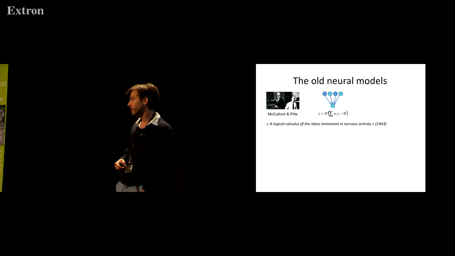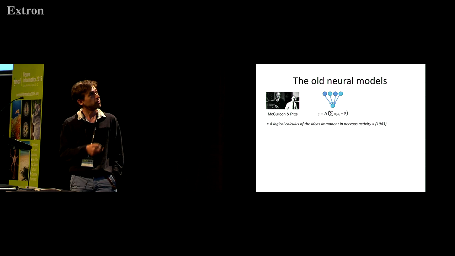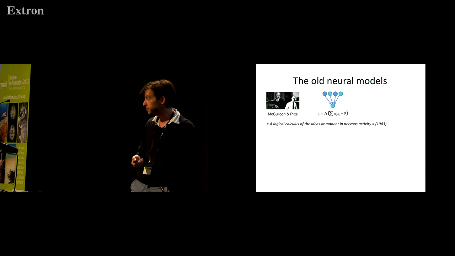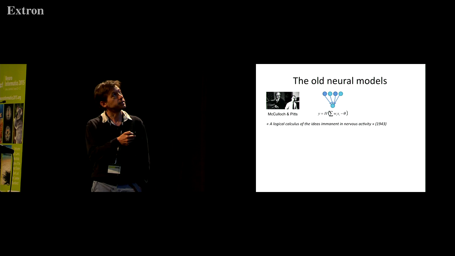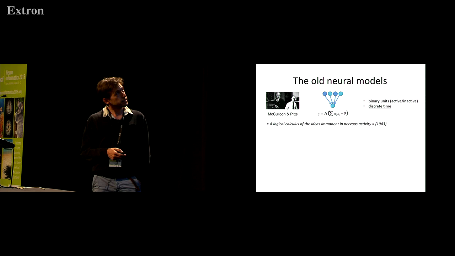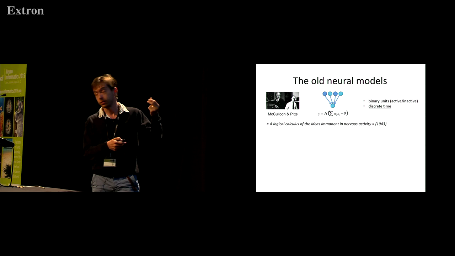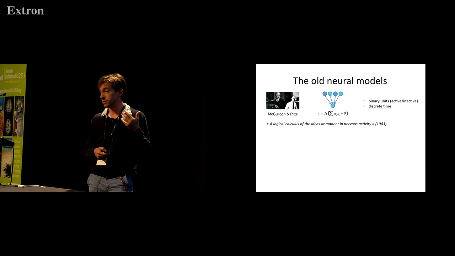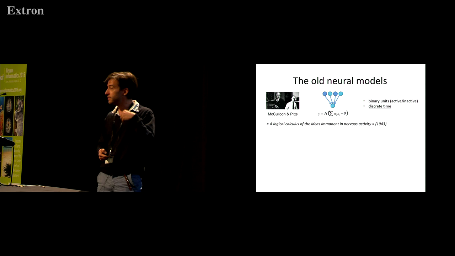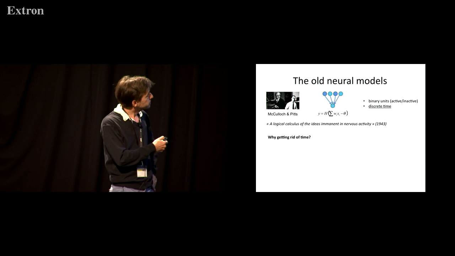So, just a quick historical recap. Connectionism comes essentially from McCulloch and Pitts, who proposed the first binary neural model, where the activity of a neuron is a function of a weighted sum of the activity of presynaptic neurons. In this model, you have two aspects. First, you have binary units. And second, the most important aspect, there is no time, basically. There is discrete time, and neural activity is described as operations on binary elements.